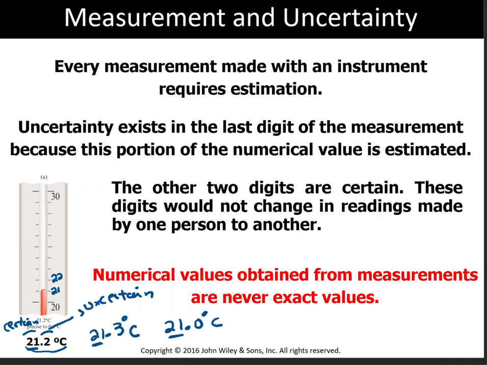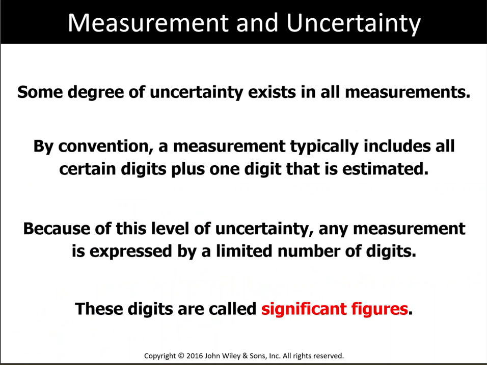What that also means is that any measurement done with this particular thermometer should be read to 1 decimal point. So for each instrument, we look at the marking on the instrument and see exactly what we can read, and you always guess 1 extra digit. So again, by convention, a measurement typically includes all certain digits plus 1 digit that is estimated.